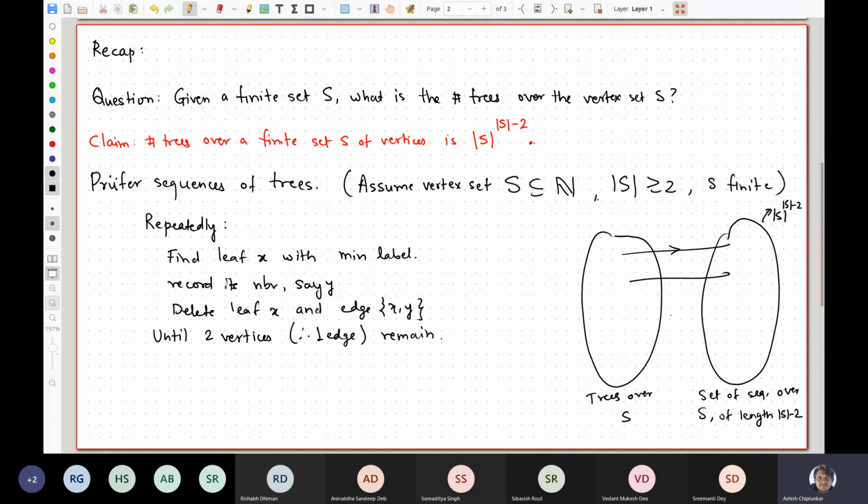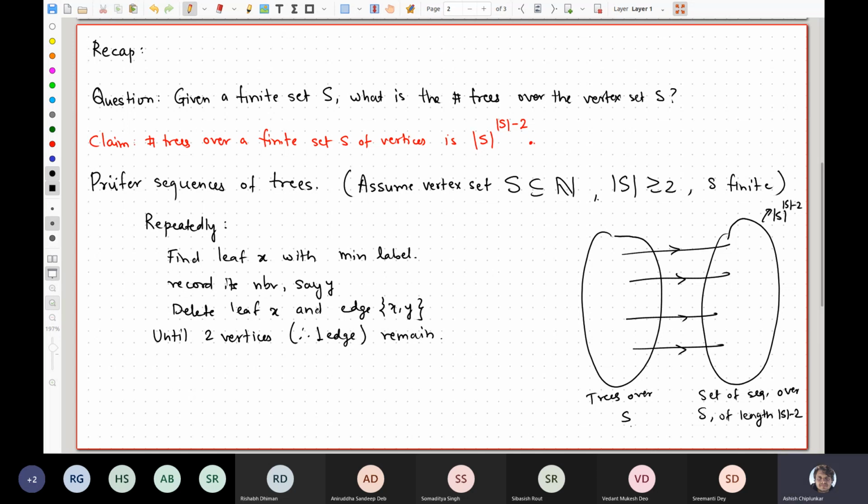Right? And then if we establish this bijection, we have proved the claim, right? We have proved that the number of trees over S is size of S to the power size of S minus 2, right? So we wanted this bijection, and then this gives some function. The function which maps a tree to its Prüfer sequence gives some function from this set to this set. And now it is our job to prove that it's a bijection.